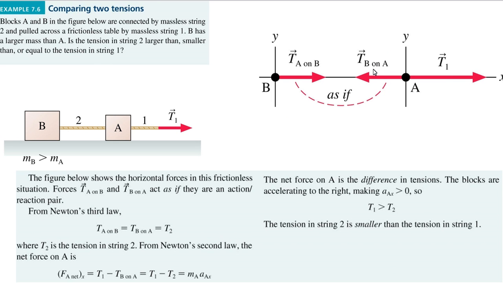We know that T of B on A is equal to T2 by the Newton number 3 pair. And so the argument then is, if you look at my cursor, T1 is bigger than T of B on A, but T of B on A is equal to T2, and therefore T1 is bigger than T2. The tension in string 2 is smaller than the tension in string 1.